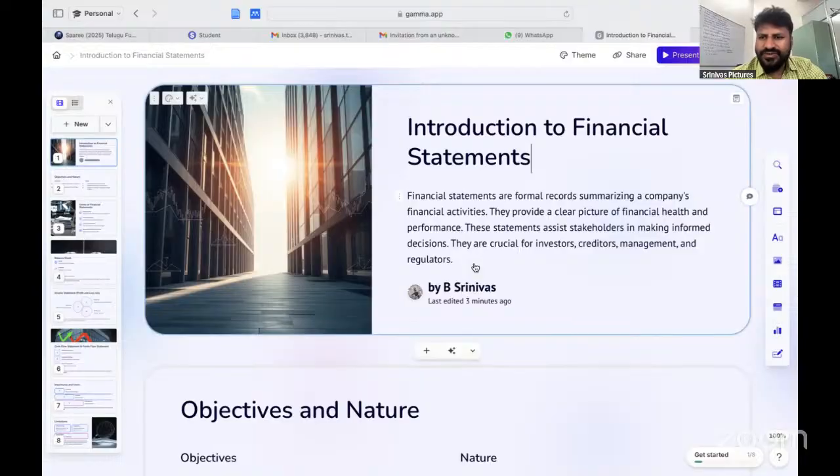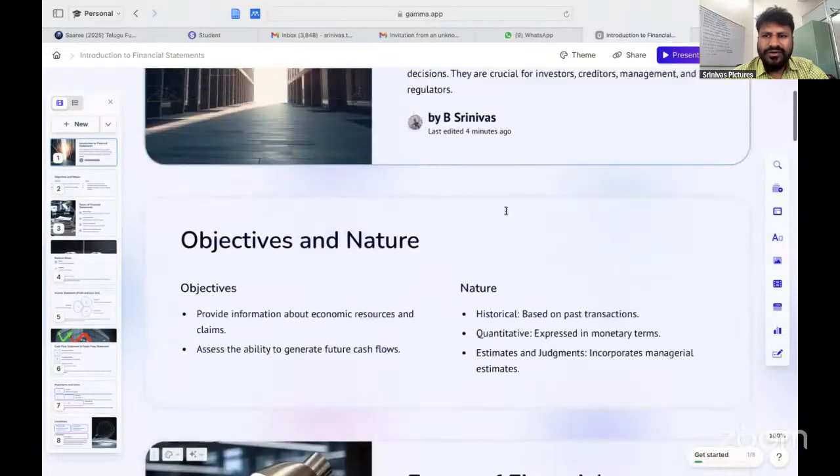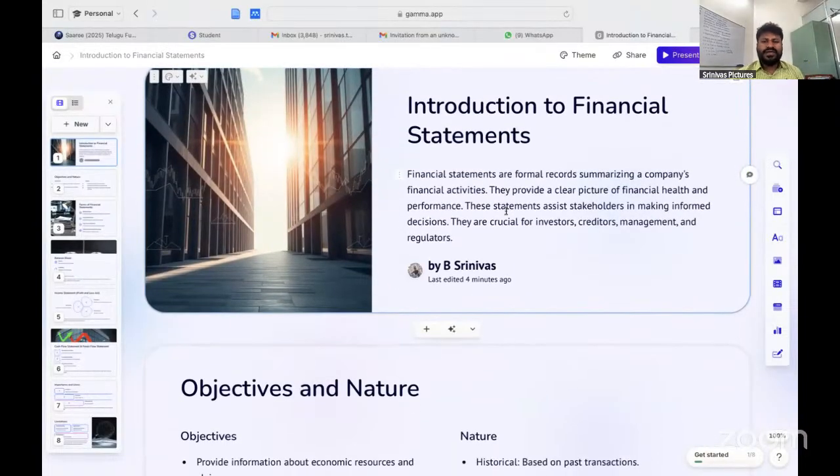So financial statement means what? It is the financial records which are recorded in a proper way, in a systematic manner. So that is called financial statements. Okay. So here, what are the types of financial statements, and what is the objective of financial statements? All that we are going to discuss right now. Before that, we need to understand financial statements.